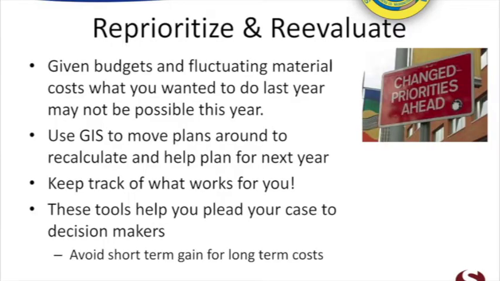Again, at Schneider, we use GIS to move roadways around to make sure that anything that we miss this year, we can get next year. When we reprioritize, we make sure that the roads that have been missed have been gotten to the next year. And we want to keep track of what works for us. We know the materials that have been used out in Avon. We know what works for us. So these tools help make your case to decision makers. With the decision makers, you want to argue, you want to avoid short-term gain for long-term costs.